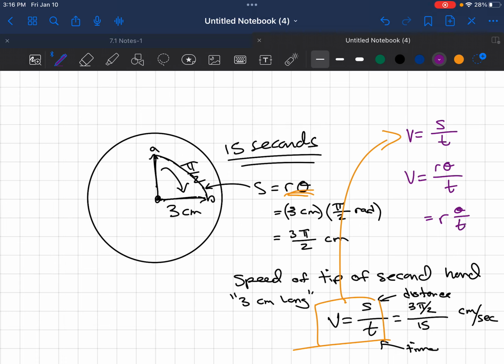r times theta over t. But this here is the angular velocity that we described the other night, and so that's r omega. However, in order for you to use omega, the angular velocity, and just multiply it by the radius to get the linear velocity, that must be in radians per unit of time.